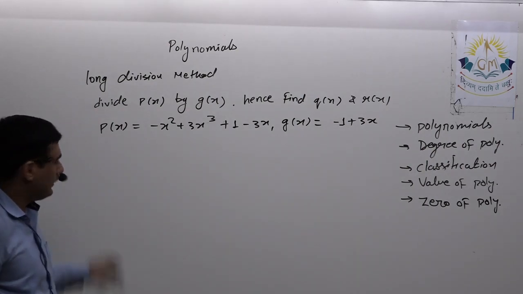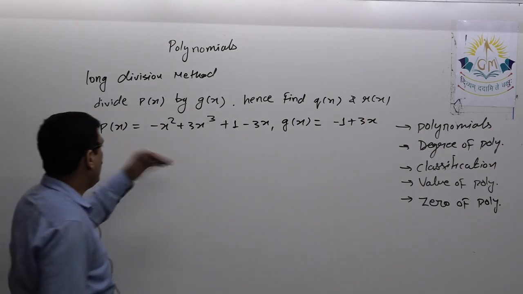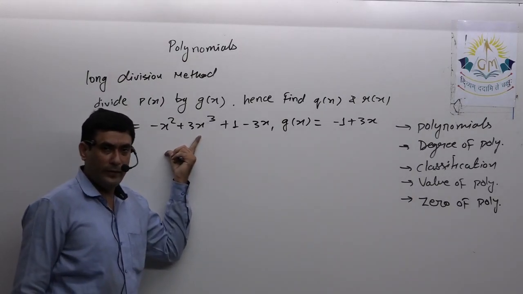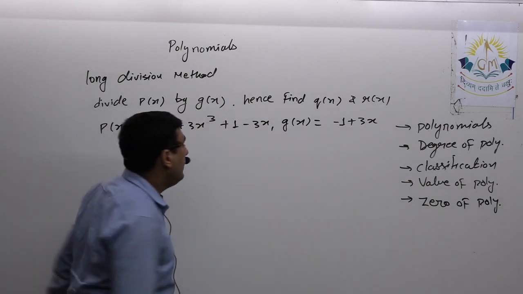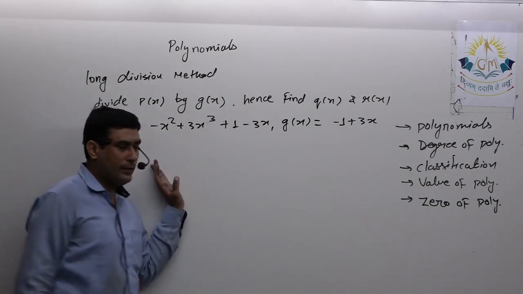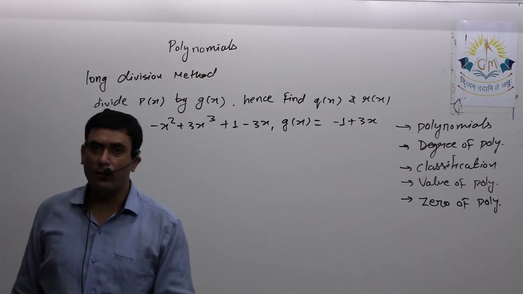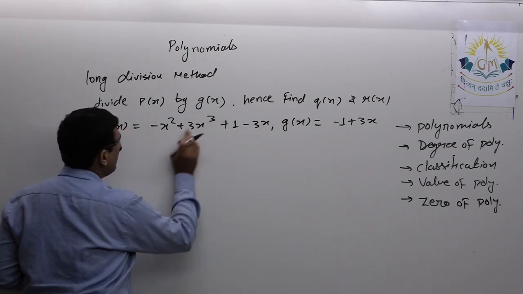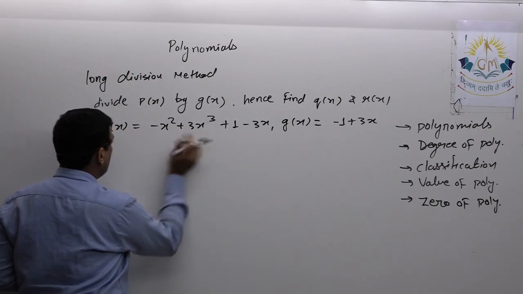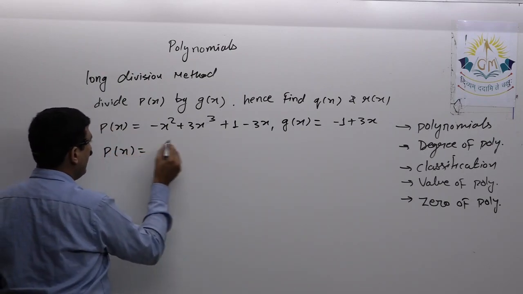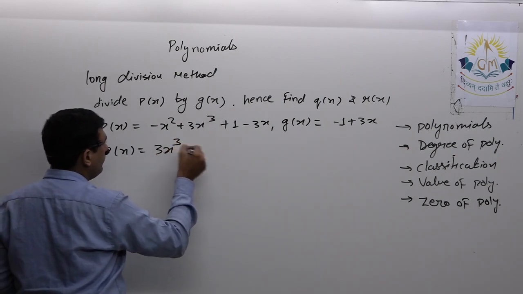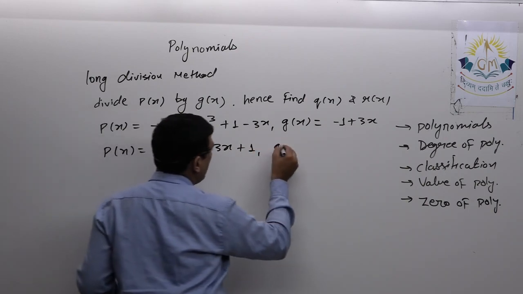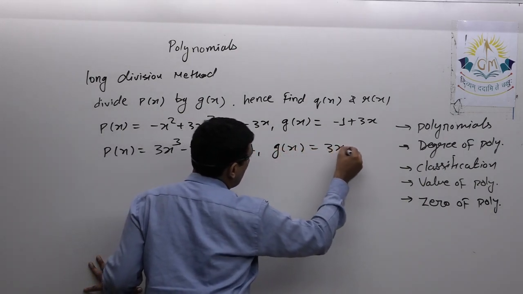Now we'll see how to perform the long division method to divide a polynomial by another polynomial. As I told you, first of all, both the dividend and the divisor must be in standard form, that means in the decreasing order of their degrees. Here the degree of this dividend is 3, but it is written as the second term, so first I will write it in standard form: 3x cube minus x square minus 3x plus 1. Similarly, over here I write 3x minus 1.